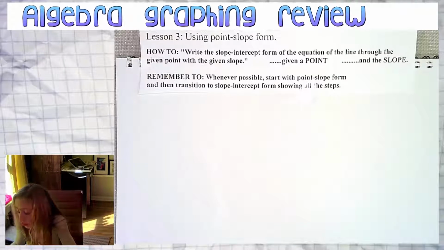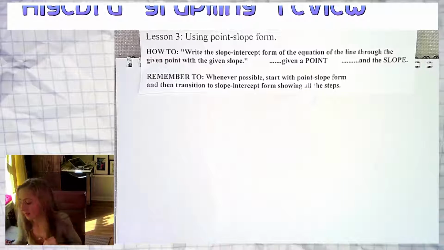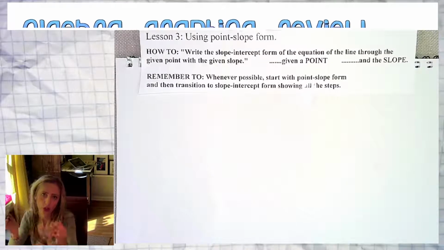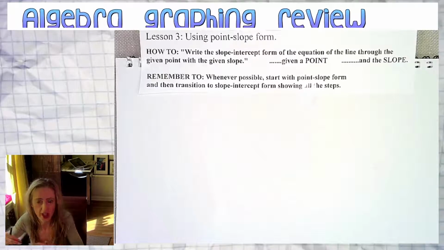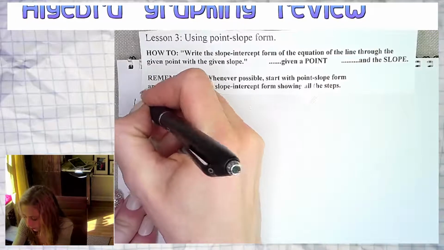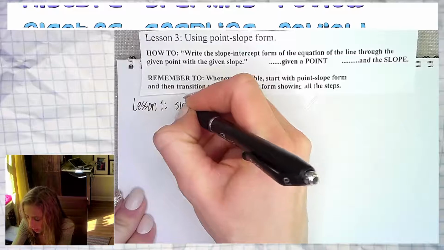First thing we should write down, of course, is what we did in lessons 1 and 2, because in math, everything that you do builds on to the next section. So lesson 1, what did we do in lesson 1? In lesson 1, we focus primarily on slope.